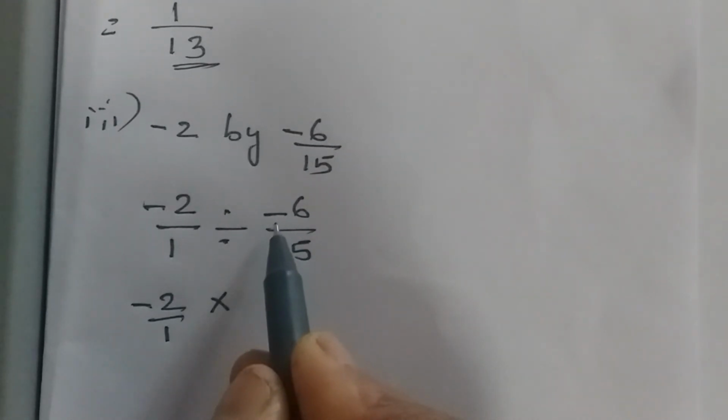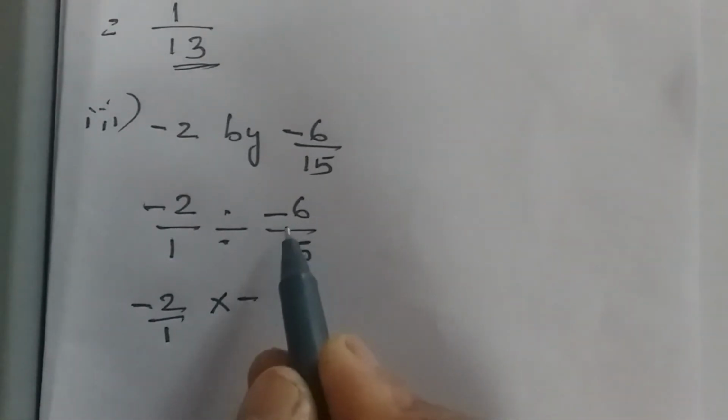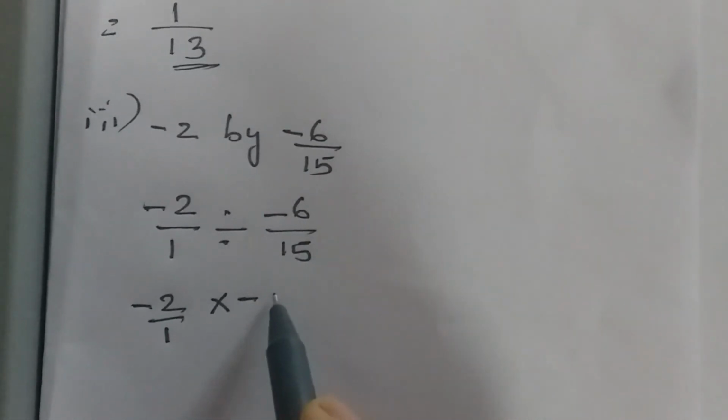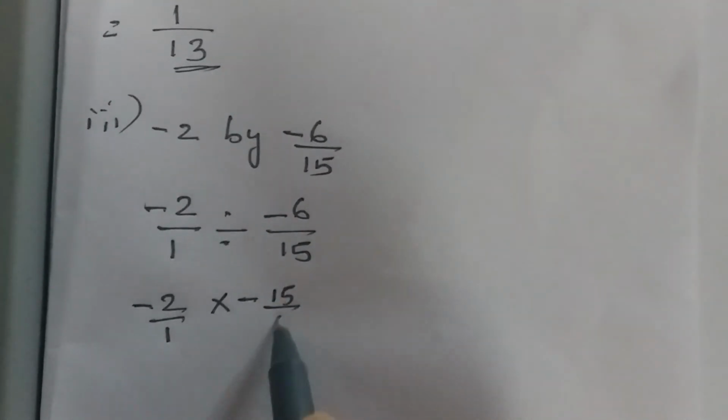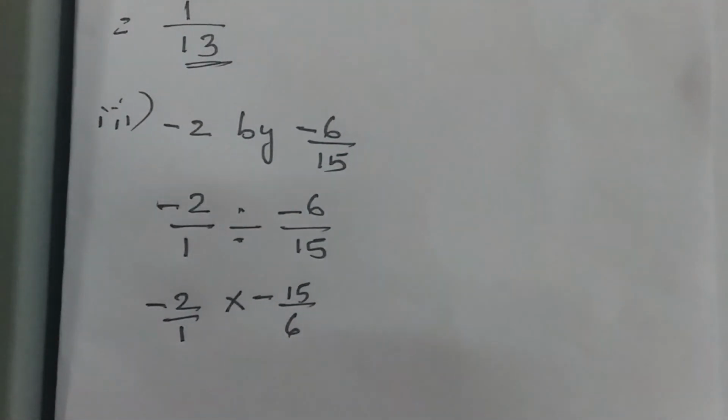Will the sign change in writing the reciprocal? No, no change in the sign. If it is plus, it is plus. If it is minus, it is minus. Then what do we change? Only 6 and 15, numerator and denominator. So minus 6 by 15 becomes minus 15 by 6. Yes, okay. Now what is next? Just we have to cancel them.